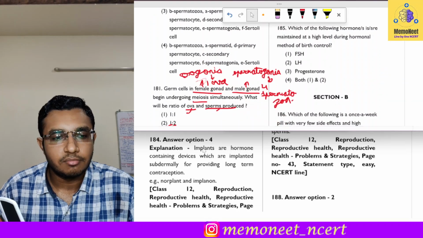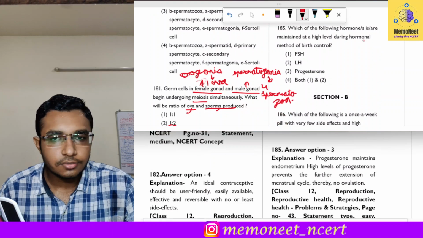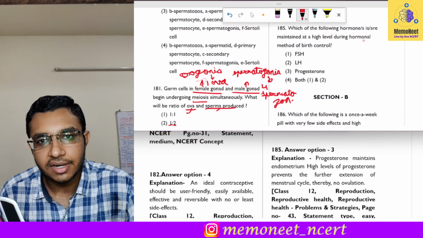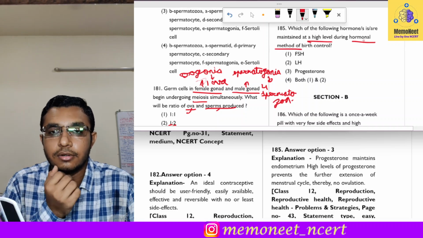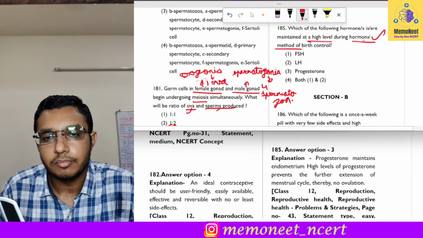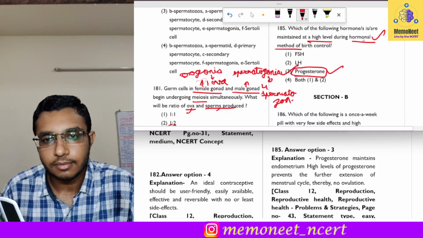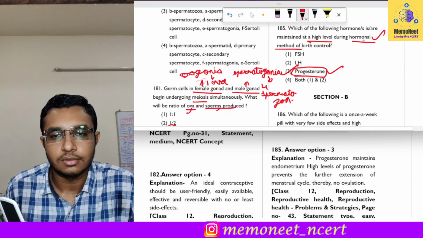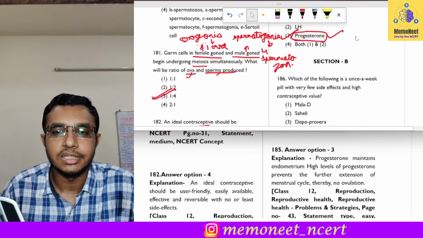Next is question number 185. It states that which of the following hormones are maintained at high level during the hormonal method of birth control? So during the hormonal method of birth control, progesterone levels are high. So we maintain high levels of progesterone, which prevents ovulation and implantation. So the correct answer of this question is option 3.